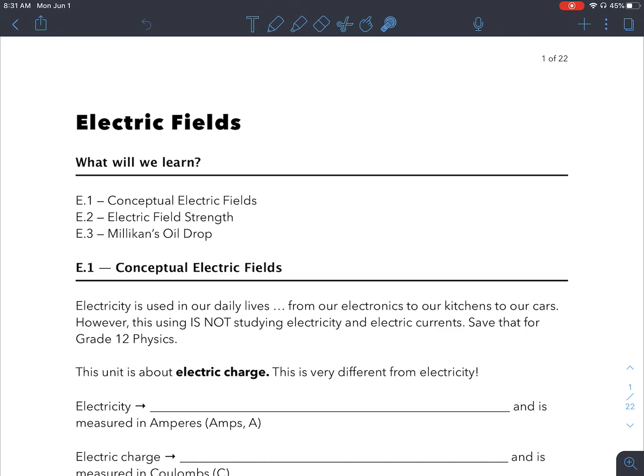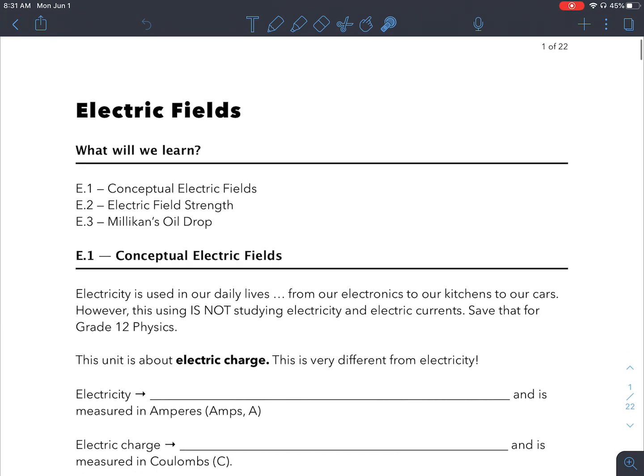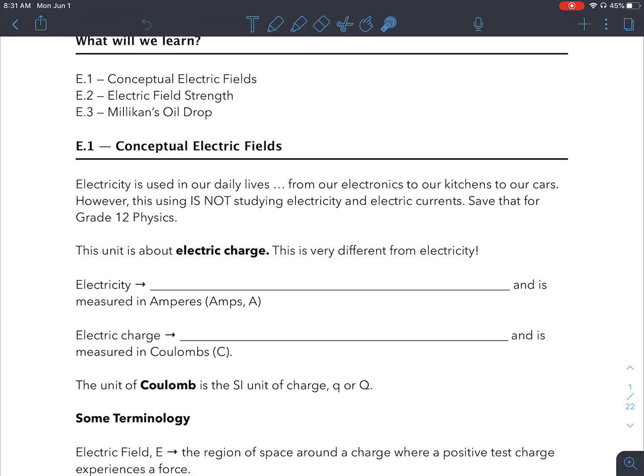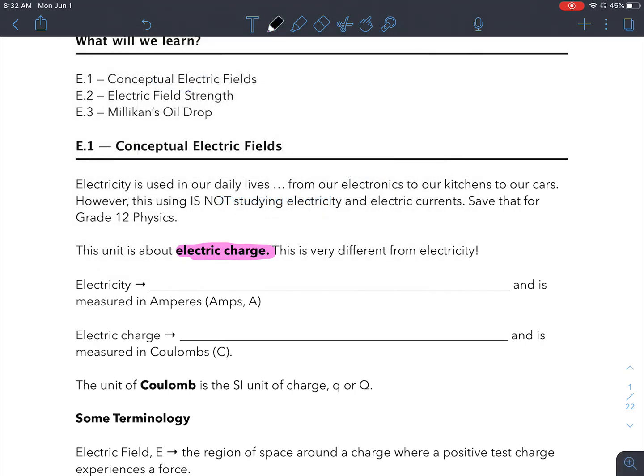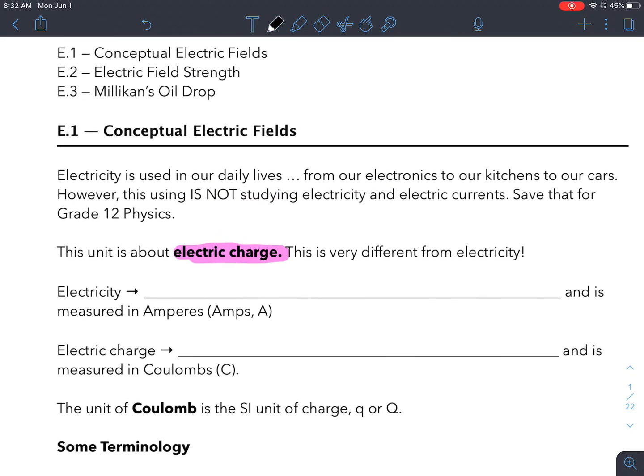So electric fields and electricity are kind of two different things, okay? This unit is about electric charge, okay? This is not the same thing as electricity. They're related, of course, but they're not the same thing. Electricity is when you have moving electrons, usually through a wire or some type of conductor. You get a current that's measured in amps. When you flick a light switch and a light bulb turns on, that is electricity, okay?